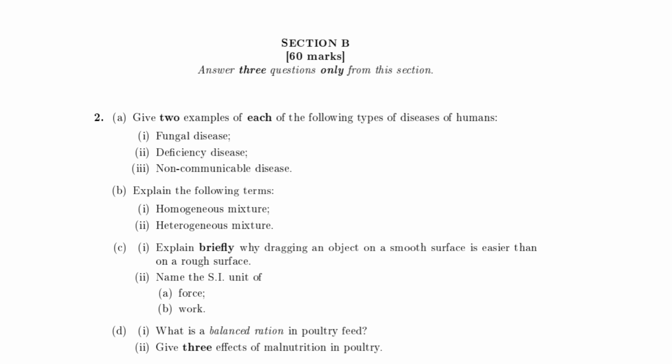C I: Explain briefly why dragging an object on a smooth surface is easier than on a rough surface. II: Name the SI unit of force and work. D I: What is a balanced ration in poultry feed? II: Give 3 effects of malnutrition in poultry. So let's look at the answers.